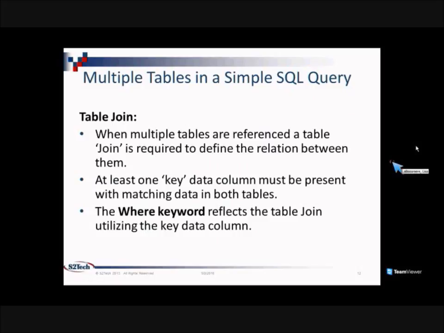On the topic of multiple tables in your simple SQL query, when multiple tables are referenced, a table join is required to define the relation between those tables. And when you bring multiple tables into your SQL query, then there must be at least one key data column that is present with matching data in both tables. And you would select that table join under your where keyword section using the key data column. So let's take a look at an example and try to further clarify this concept.